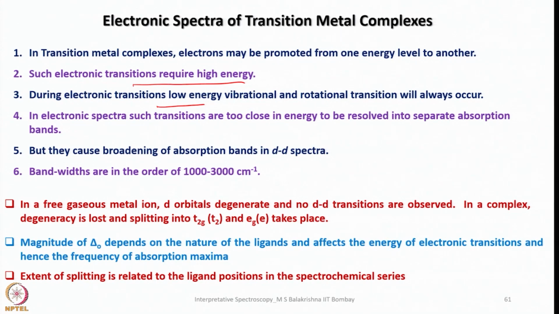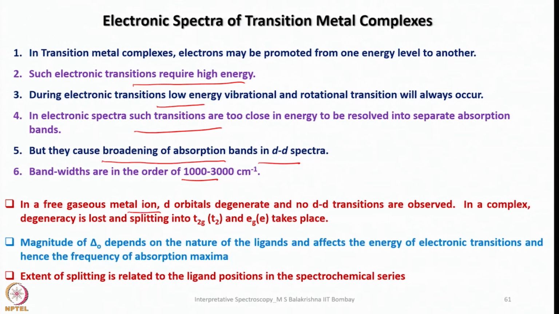As a result, what would happen? We can see all possible vibrational and rotational excitations accompanying an electronic transition. So in electronic spectra, such transitions are too close in energy to be resolved into separate absorption bands. As a result, this causes broadening of absorption bands in d-d spectra. So, for the same reason, the bandwidths in electronic spectra are on the order of about 1000 to 3000 centimeter minus 1.